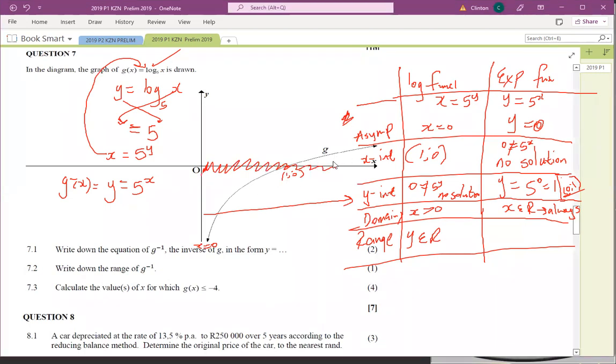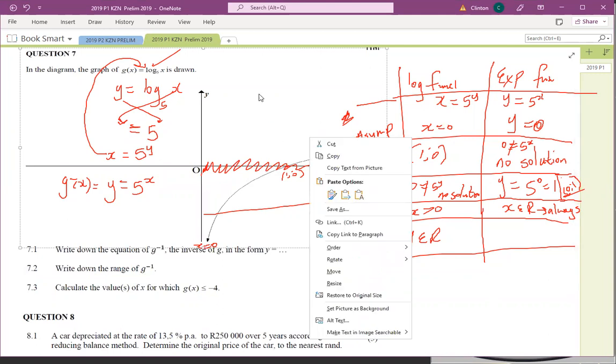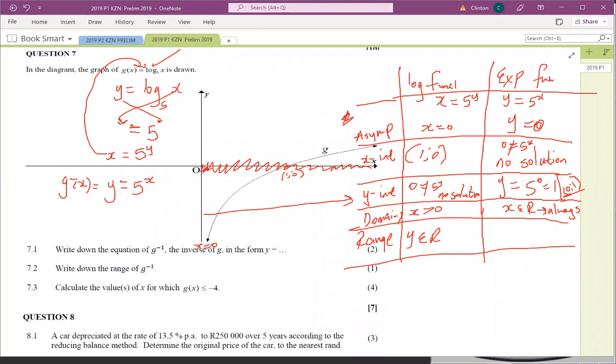You can see that this graph exists only on this part, going to infinity. It starts here without touching the axis, and keeps going. Whatever my domain is on the log becomes my range on the exponential, so they are opposites. You need to practice the table method. The domain for the log is the range for the exponential. Always use the graph.